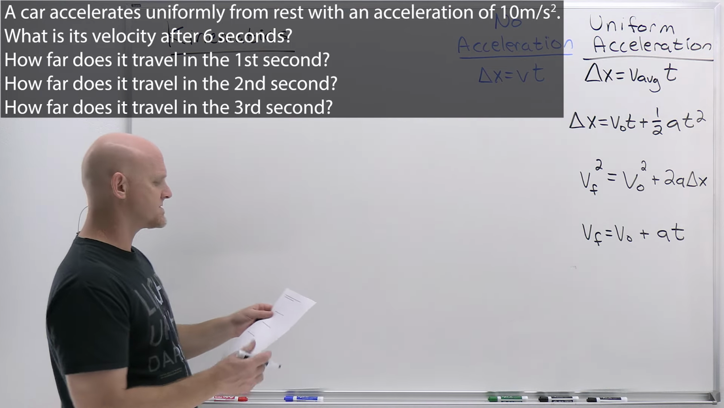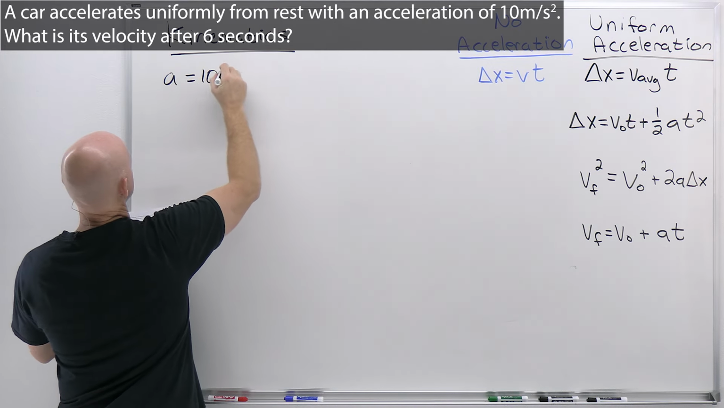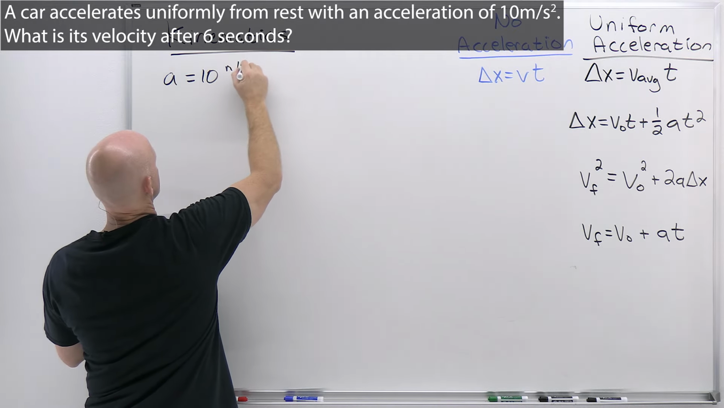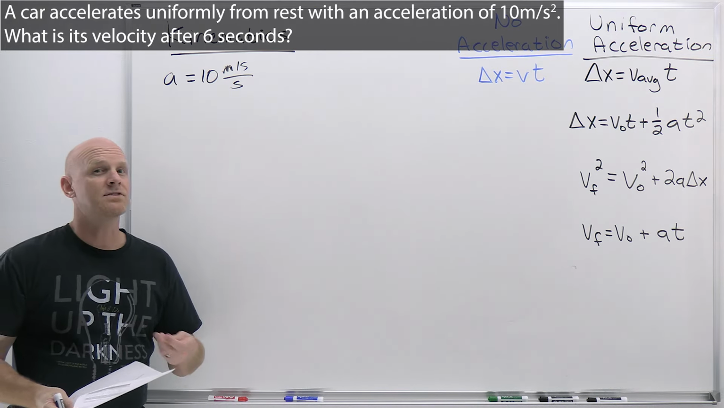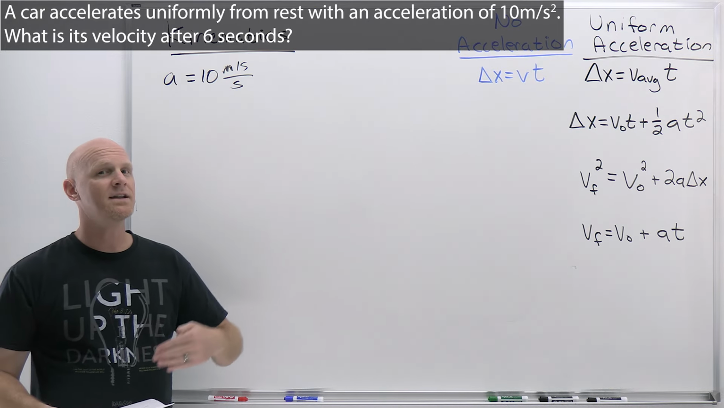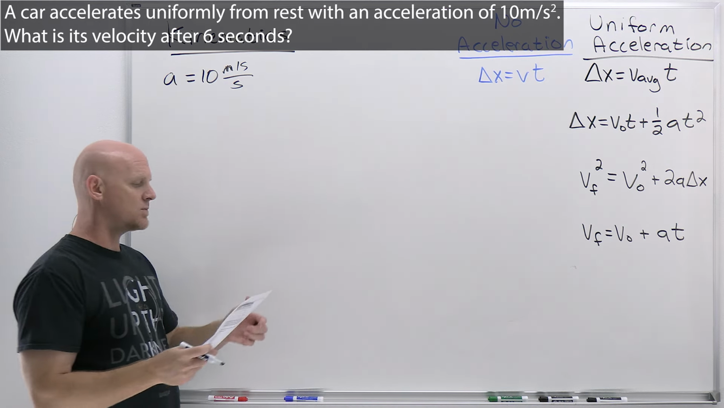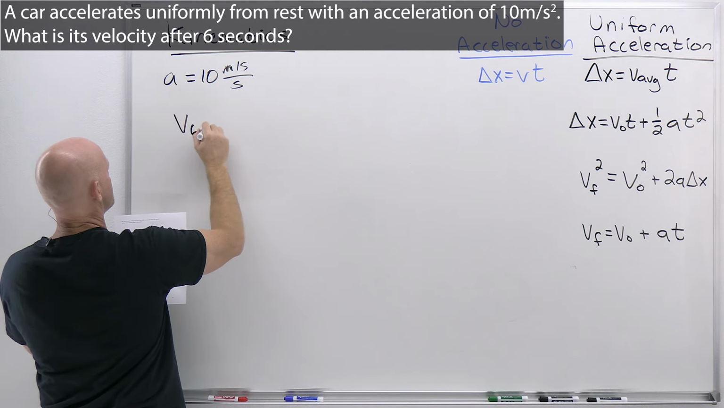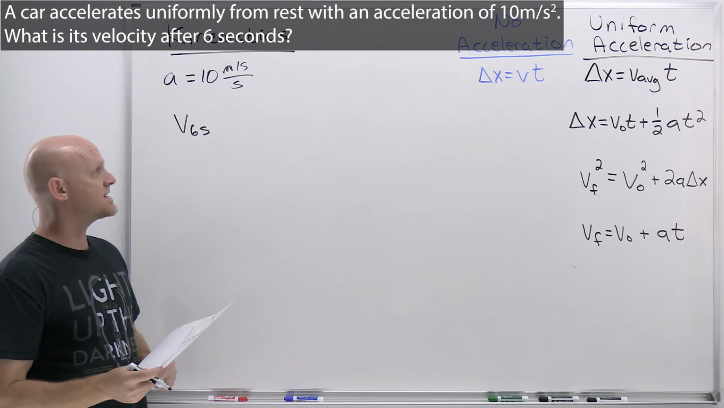So let's see how we approach this here. We're told that the uniform acceleration is 10, and notice it says meters per second squared, but you might have intuited that I'm going to write meters per second per second. So that means it's speeding up 10 meters per second every second. Nice round number. It's going to make doing this not so bad. So the first question we want is, what is the velocity after 6 seconds? And then we want how far it travels in the first, the second, and the third second.